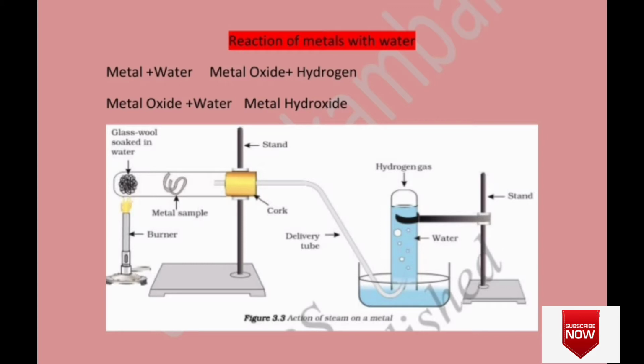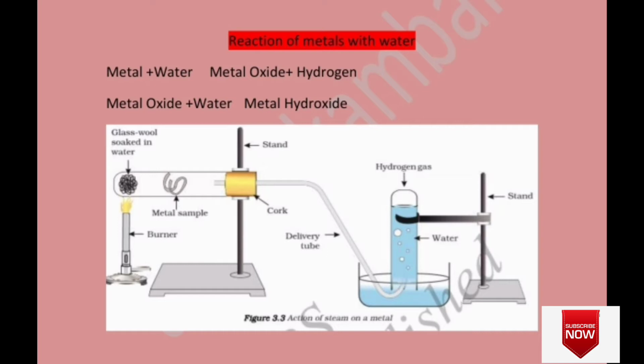So usually metals react with water to produce metal oxide along with hydrogen gas, and that metal oxide again reacts with the water to produce metal hydroxide along with the evolution of hydrogen gas. This diagram represents the action of steam on metal. Steam is nothing but the gaseous form of water.